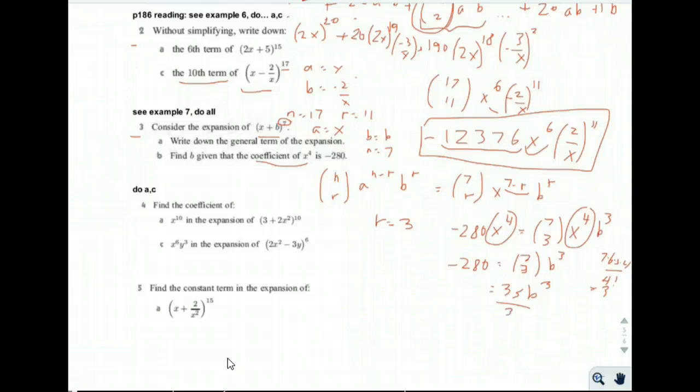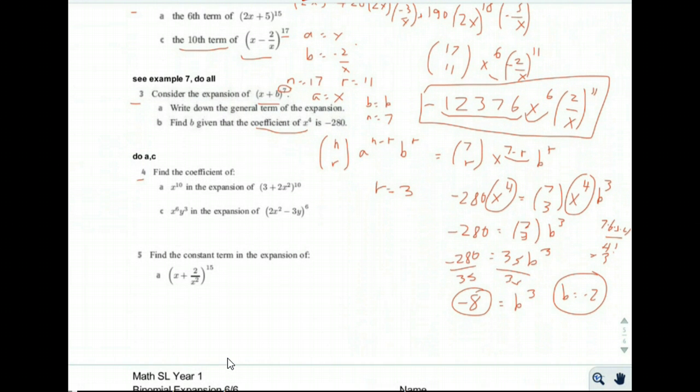So divide both sides by 35, and we get negative 280 divided by 35, and that would give us, or is it negative 4? Or actually negative 8, something like that. Okay. So b cubed is equal to negative 8, so b would equal negative 2. Okay, that was kind of tricky.